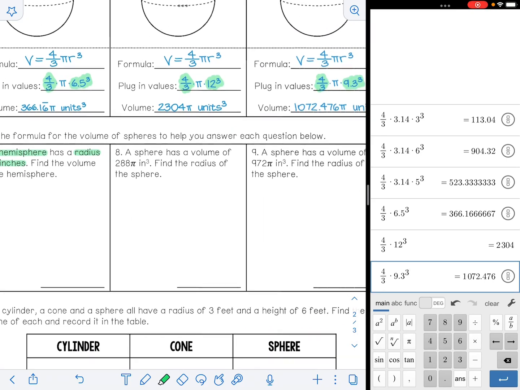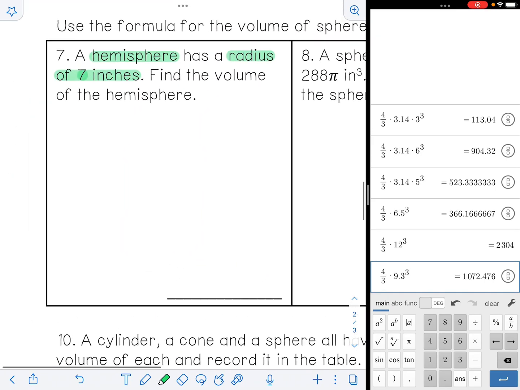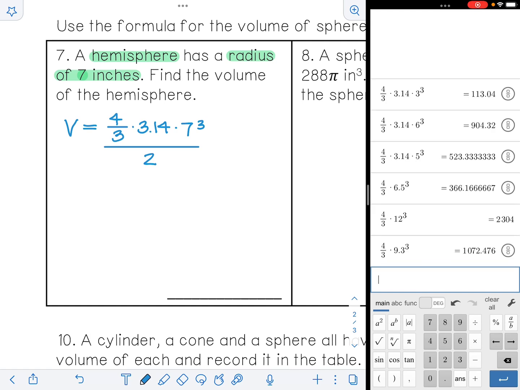We're going to assume here that we'll use 3.14 unless otherwise stated. So the volume of the entire sphere, if we are finding a whole sphere, would be 4/3 times 3.14 times 7 to the third power. But we don't want a whole sphere, we'd want half of a sphere, so we would just take that entire number and divide by 2. We can type that entire thing into Desmos.